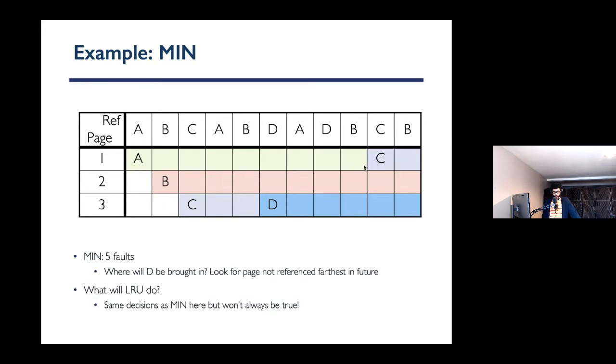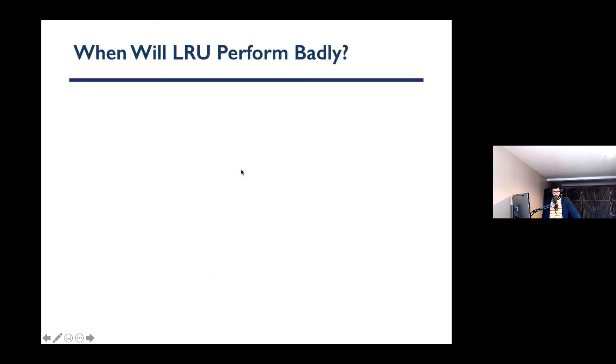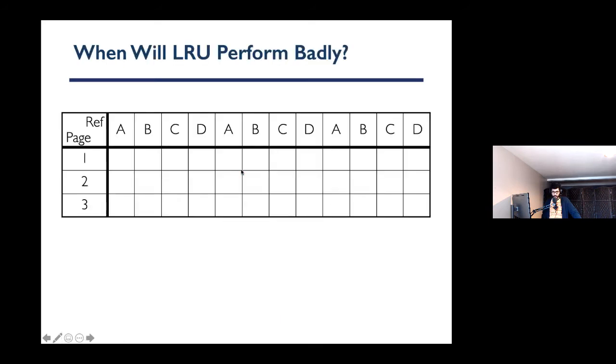What about LRU? In this particular example, if you run LRU, it gives you the same result. That's pretty much what we were expecting, because we wanted LRU to approximate min. It does so in this particular example, but it doesn't do that all the time. Here is an example where LRU does a different schedule than min. Let's look at it.